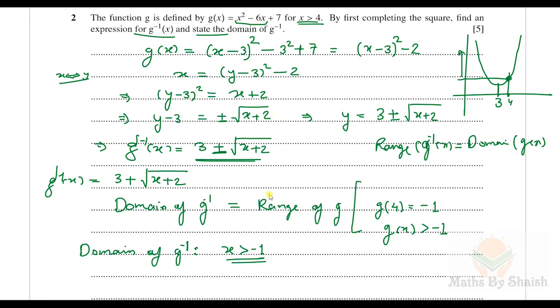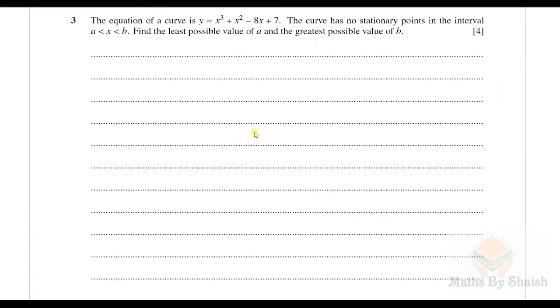Let's do the third question. Here's question number 3. The equation of a curve is y = x³ + x² − 8x + 7. The curve has no stationary point in the interval a to b.